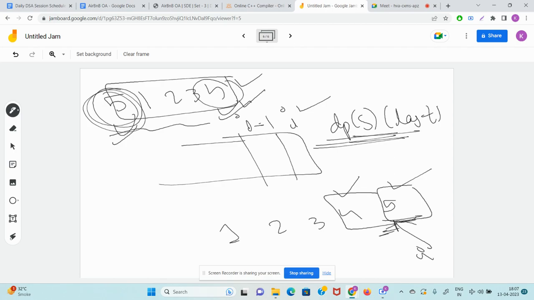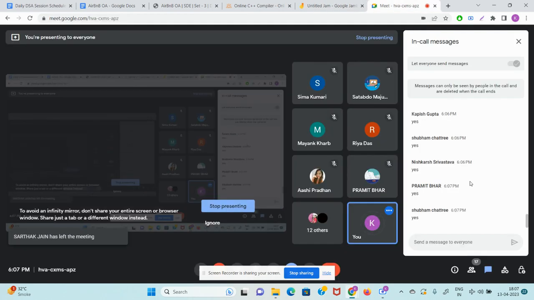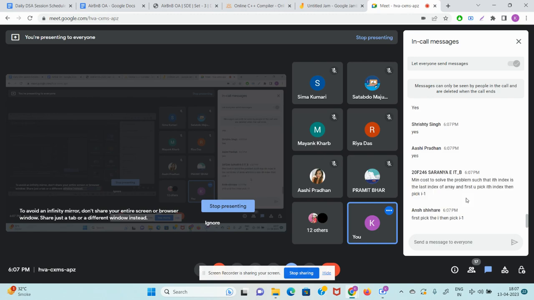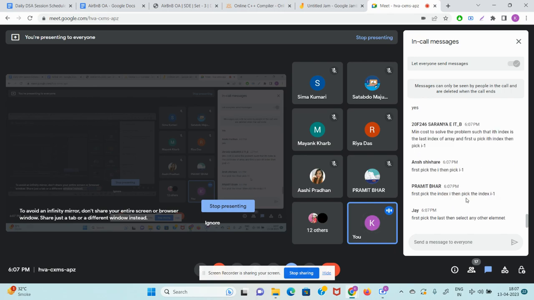Guys, start writing yes in the chat if you understood the meaning of DP of I of last. I want someone to write the full definition in the chat. What is the meaning of DP of I of last? Guys, someone write, please. First pick the I, then pick I minus 1. Okay. Ansh will also get money. Good.